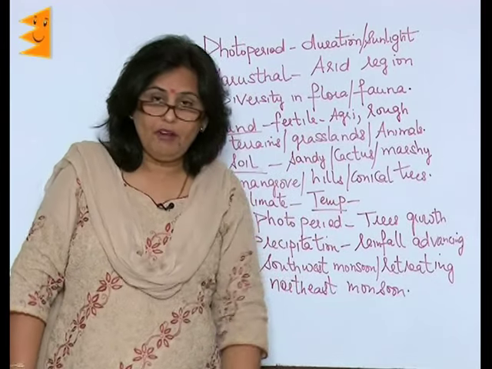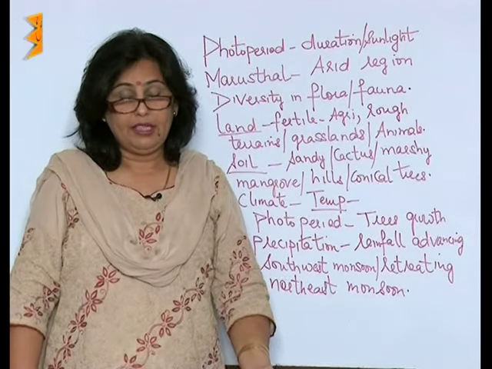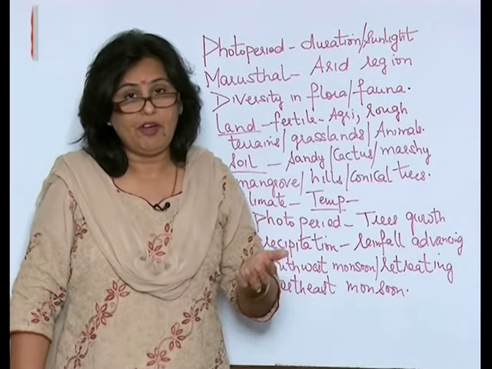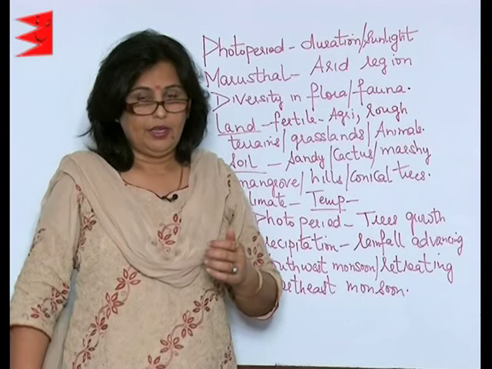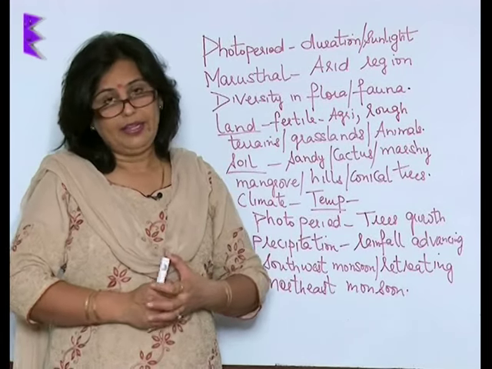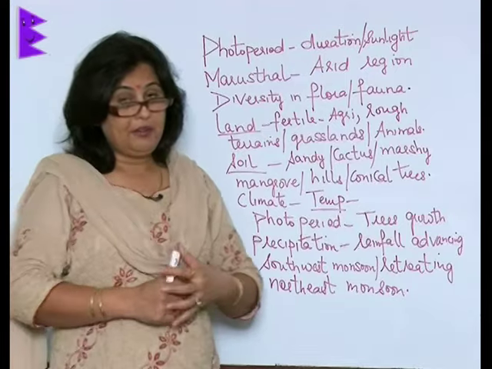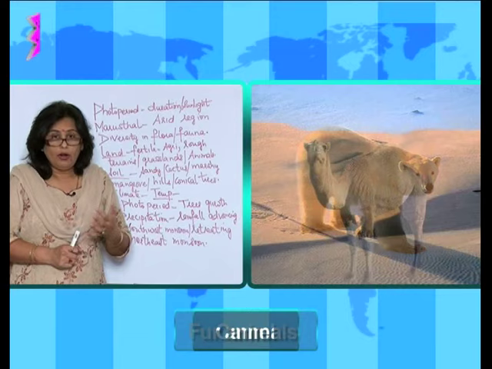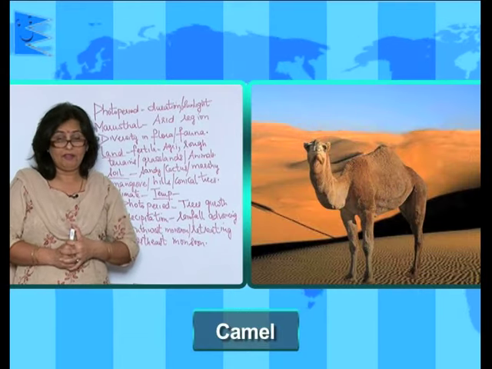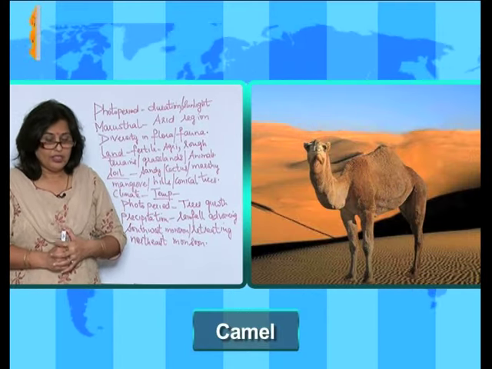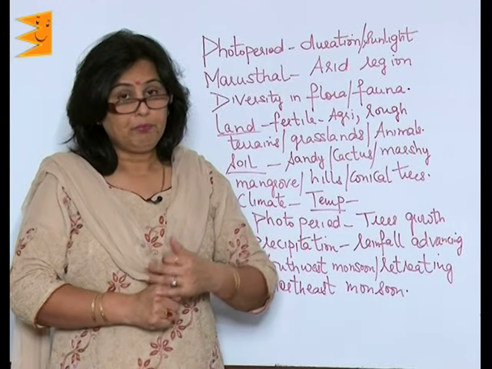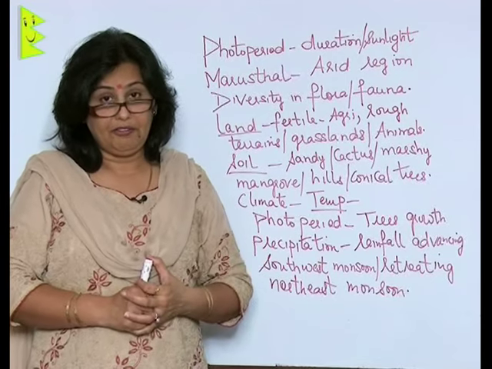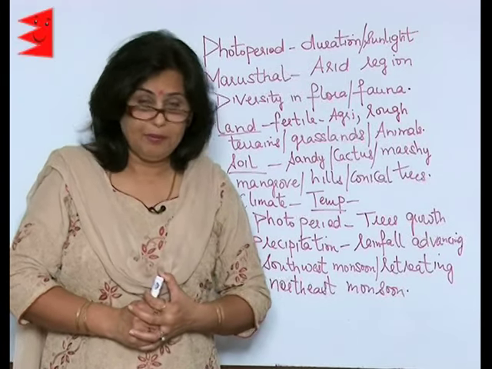The rise or fall in temperature makes a huge difference in the type of flora and fauna found in an area. If it is very cold, then the animals are going to be those kind which have fur, and if it is a very, very hot climate, then we are going to have animals like camel. So, these are just the examples which show that the climate makes a big difference on the kind of vegetation and the animal kingdom.